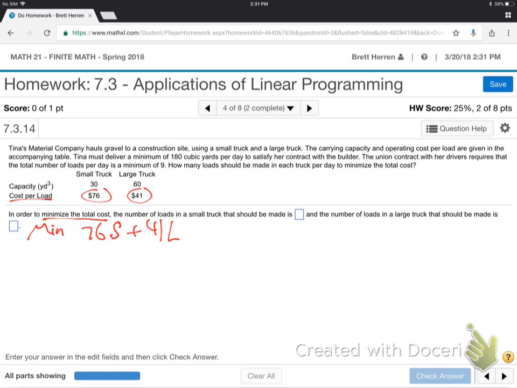Now we're going to need to write some inequalities. Now, if that says minimum, what are all of our inequalities going to be? They're going to be greater, aren't they? And the shading's going to be out again. All right, here we go. Tina must deliver 180 cubic yards per day. She must deliver that many cubic yards. See what that says? Cubic yards.